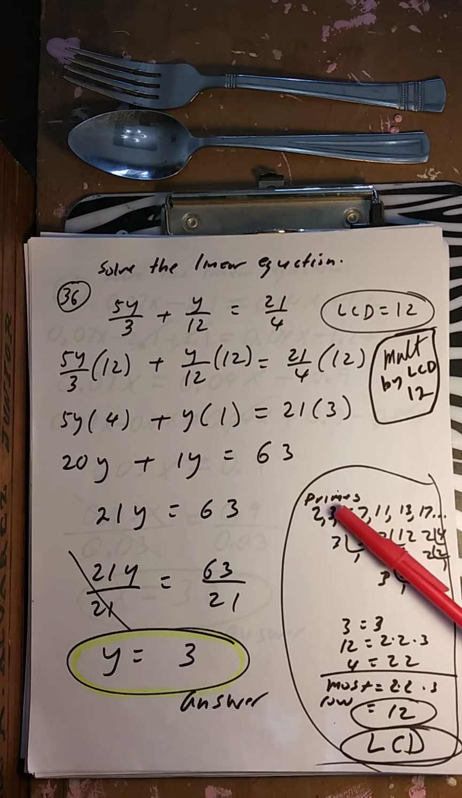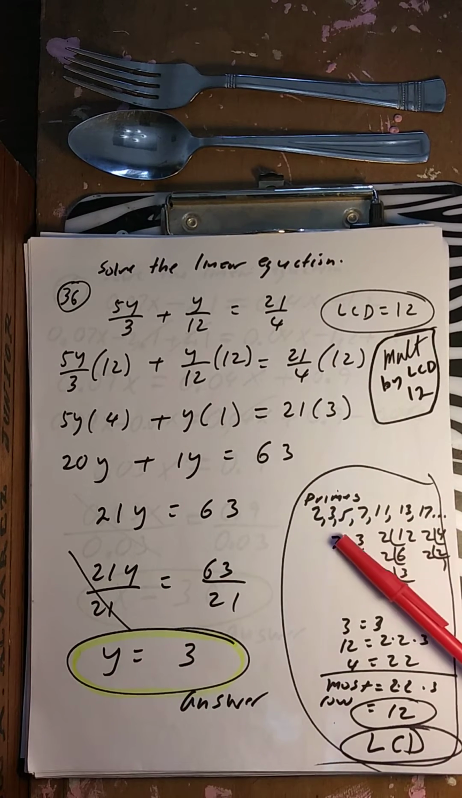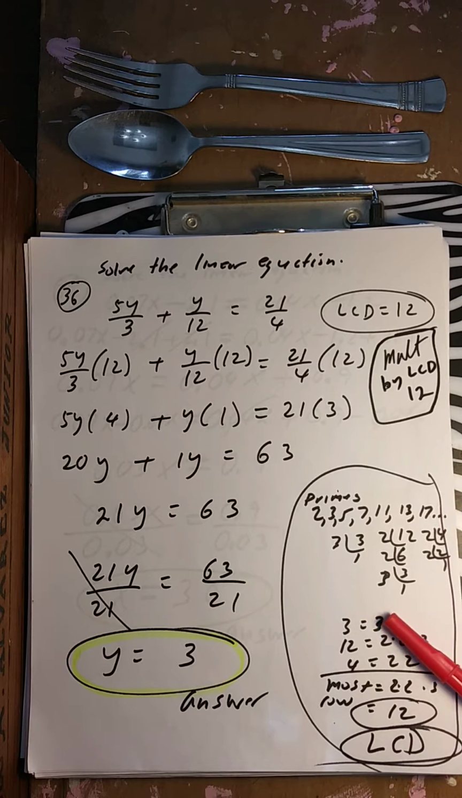Again, you can use the prime numbers right here. See what I have right there? Divide 3 into 3, 1. 2 into that, 2 into that, 3 into that, and once I get all these numbers here, you can say that the most of anything was 2, 2, and a 3. That's it. So 2, 2, and a 3 is 12. That's why we got the LCD.